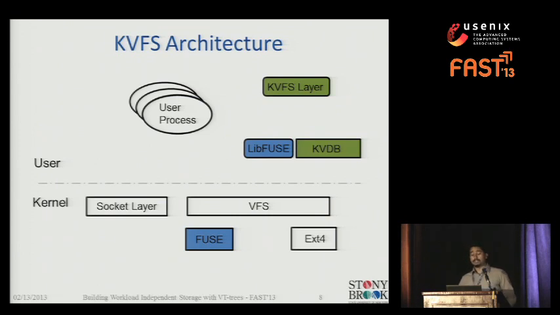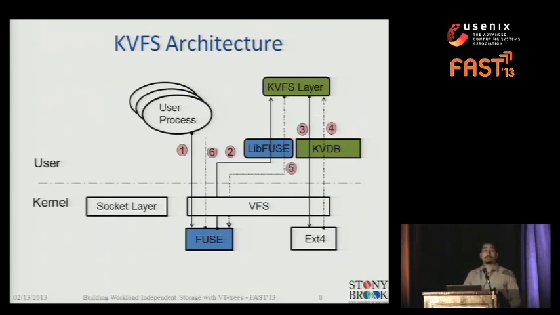So let's understand this with an example where, say, a user process makes a read request. A read request goes to the FUSE kernel, and in case of not finding the data in the kernel cache, we would forward the request to the KVFS layer through the FUSE library. The KVFS layer would translate this read request into one or more key-value lookups into KVDB, and KVDB might find some data in its cache or might need to issue some IO to the underlying file system, ext4, to fetch the data, and then returns the data to the user process in the same path but in the reverse direction.